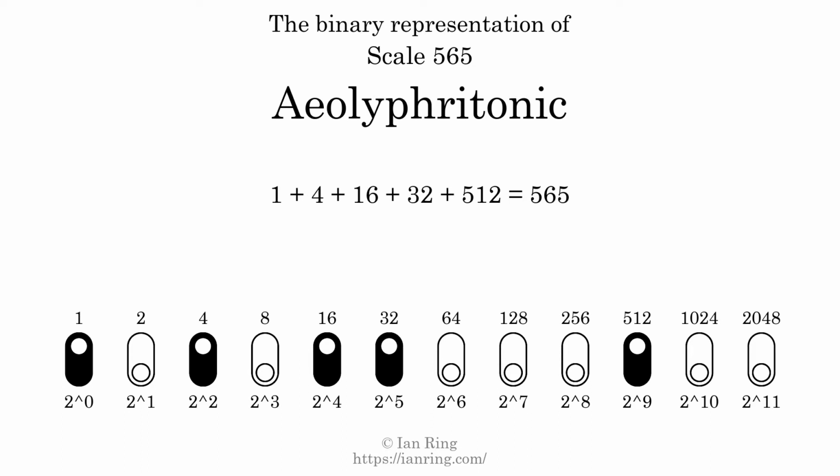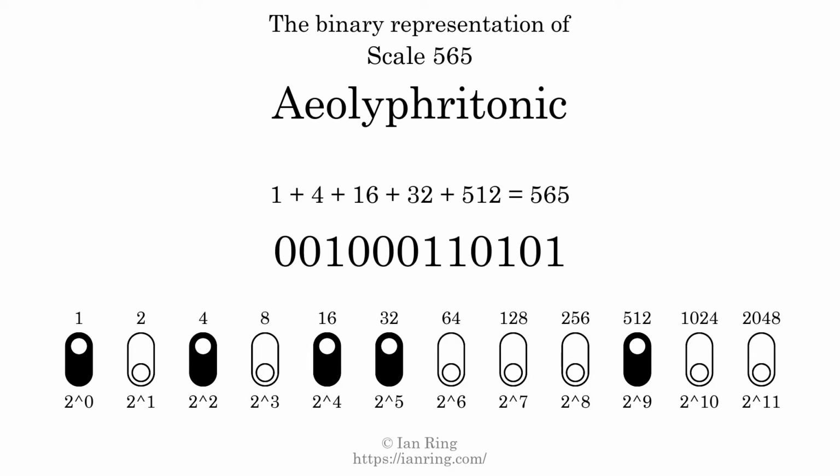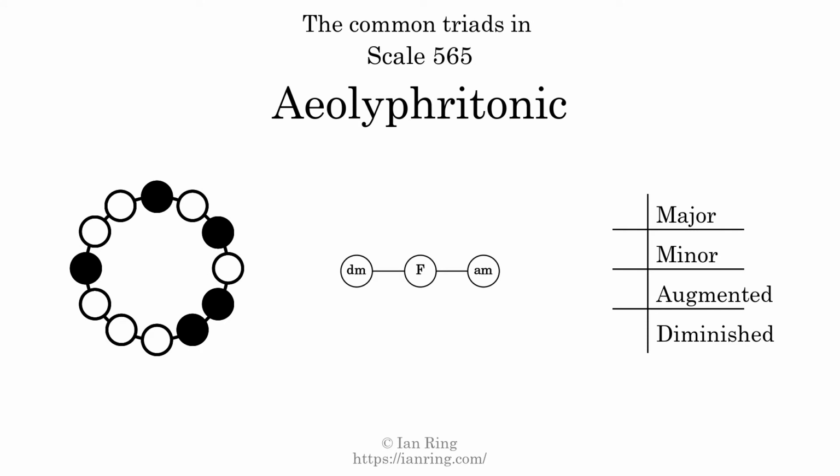The scale number not only enumerates the scale with a unique index, but it also literally describes the tonal content of the scale. Represented as a binary number in base 2, the scale number is 001000110101. Here are the common triads present in this scale.